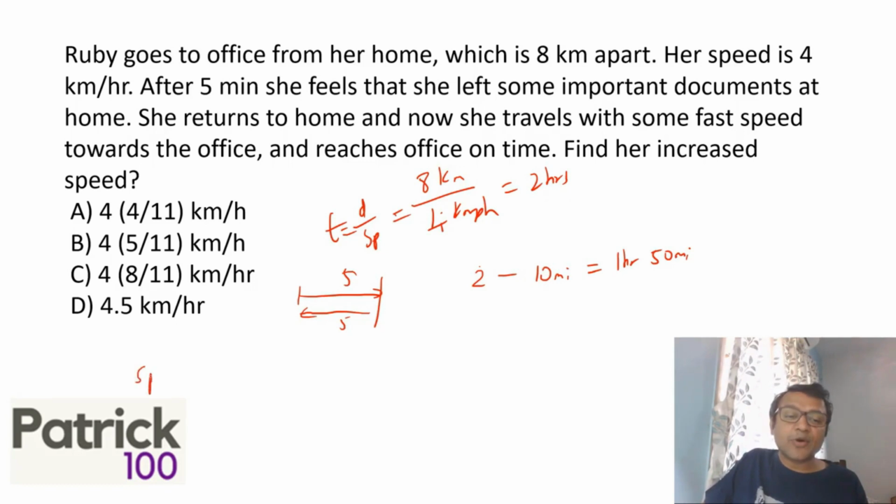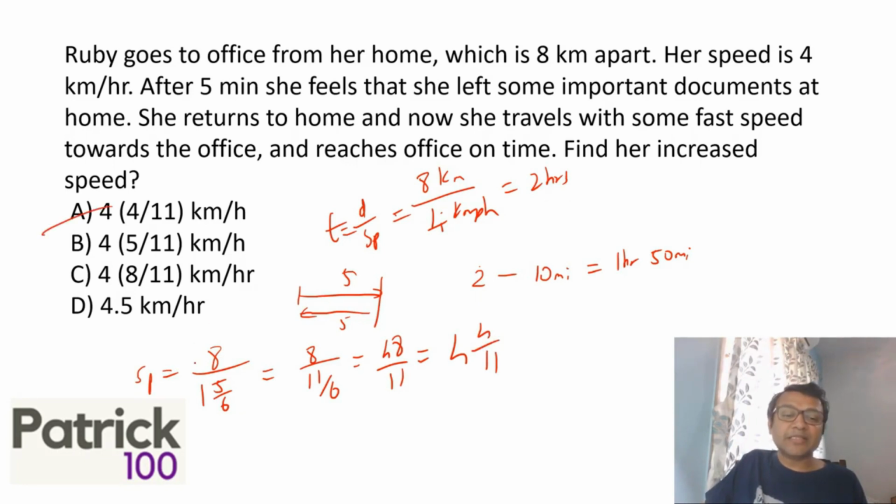So speed is again distance upon time. Distance is 8 kilometers. Time is 1 hour 50 minutes, that is 11 upon 6 hours. So 8 into 6 upon 11, which is 48 upon 11, which will come to 4 by 11. Option A.